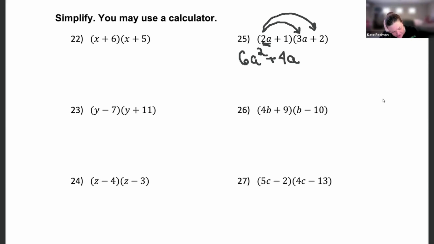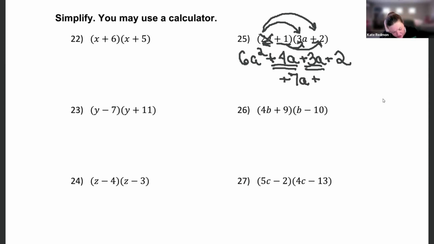Now I'm done passing out the 2a, time to pass out the positive 1. Positive 1 times 3a is positive 3a. And positive 1 times positive 2 is positive 2. Look for like terms now that I'm adding and subtracting. Positive 4a plus 3a is positive 7a.